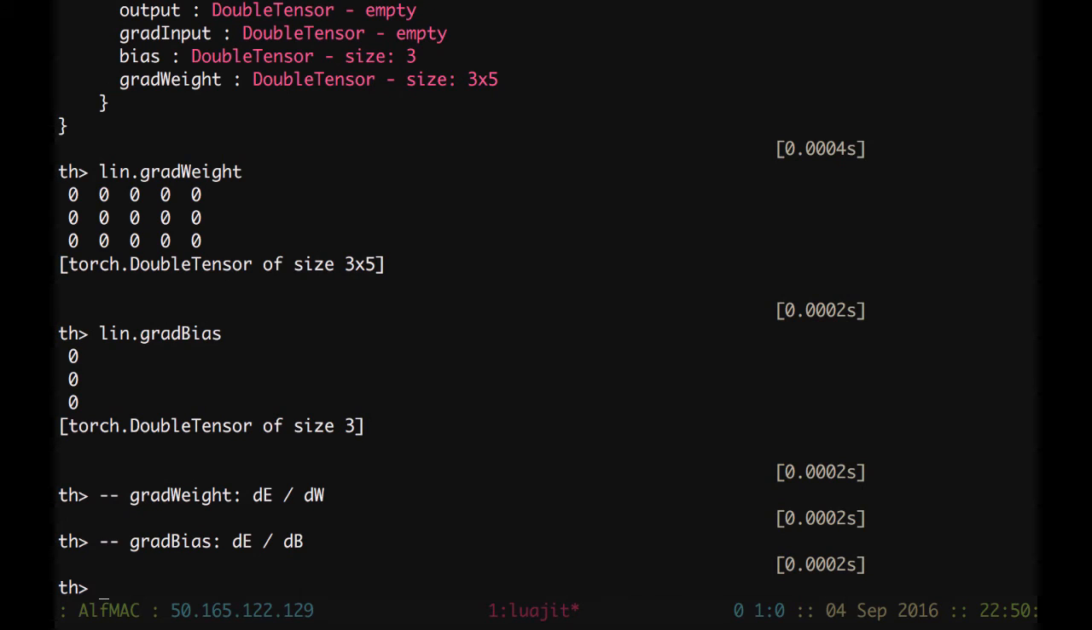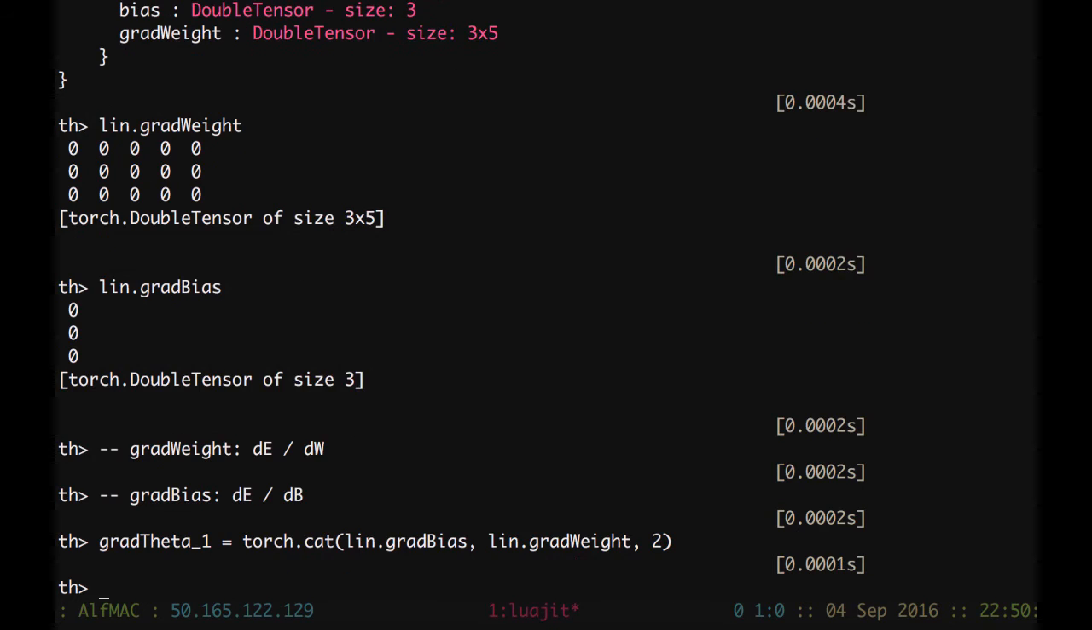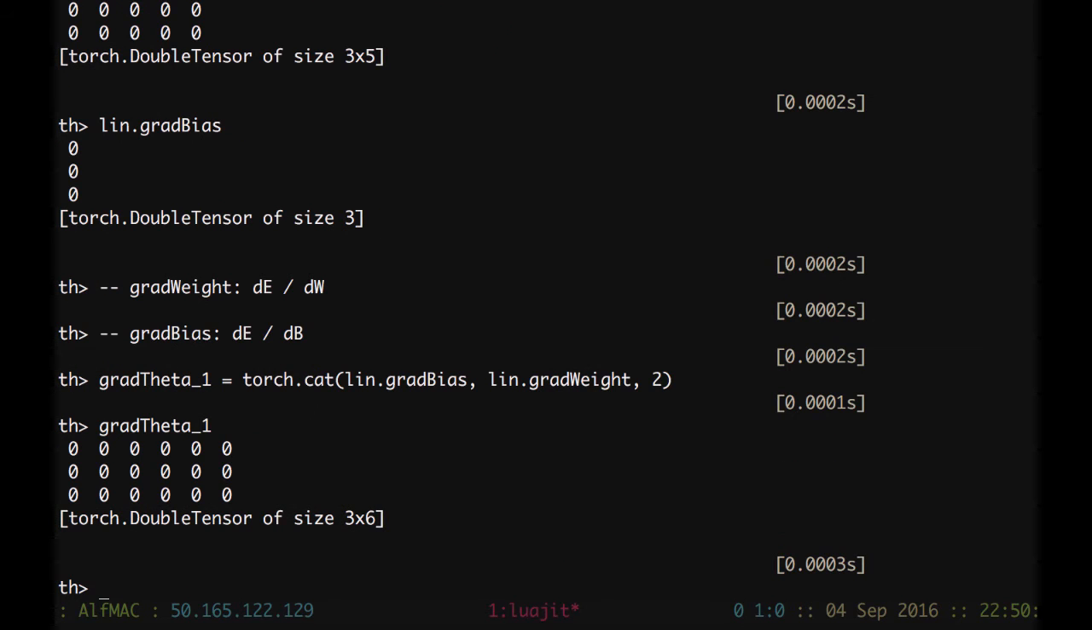So in our case, if we consider grad theta 1, this is simply going to be torch.cat of lin.grad bias stacked in front of grad weight on the second dimension. And there you go. This is the vector which is the partial derivative of the error with respect to the parameter theta 1.